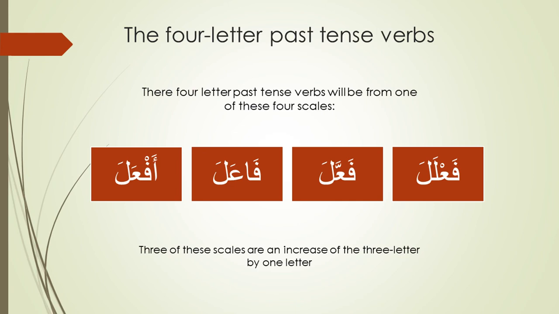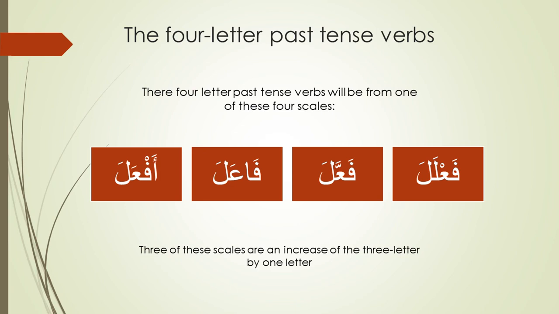Okay, so af'ala, that is increased by a hamza. You have the root letters fa'ala increased by a hamza. Fa'ala is increased by an alif. Fa'ala, what is this increased by? Fa'ala, an extra ain, a shadda. And then you have fa'lala.